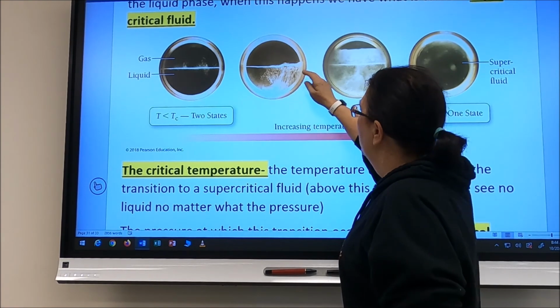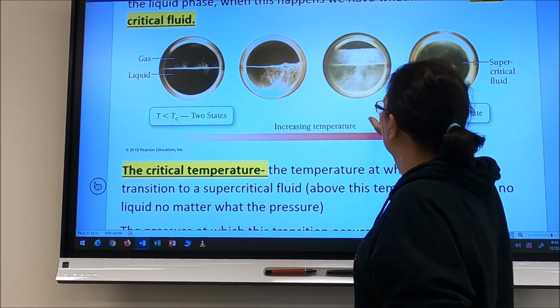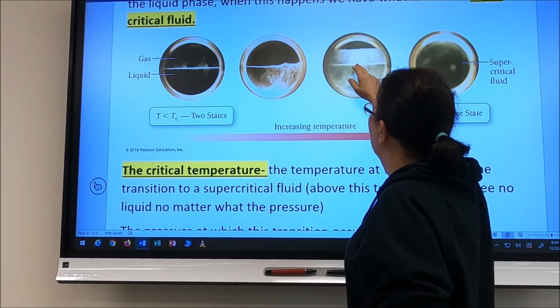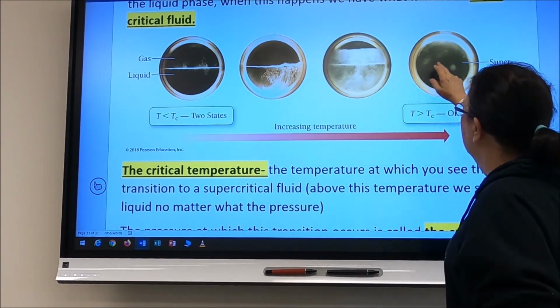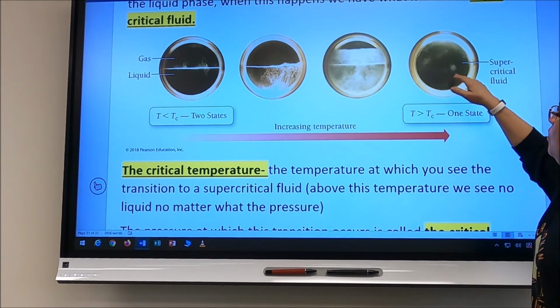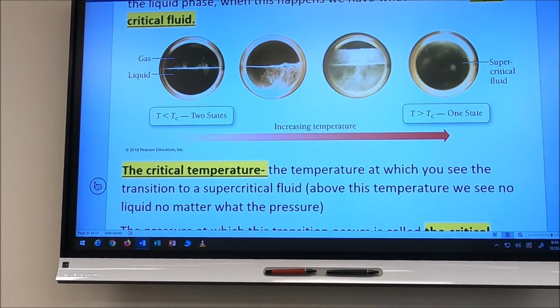As we increase the temperature and approach the critical point, it starts to do really weird things. I can still kind of see, but you can see that it's getting very muddy. And once we are above the critical temperature, I only see one phase. It's a supercritical fluid. So the critical temperature is the temperature at which you see the transition to a supercritical fluid.